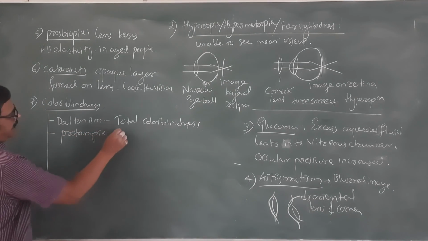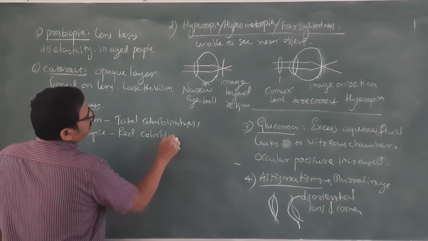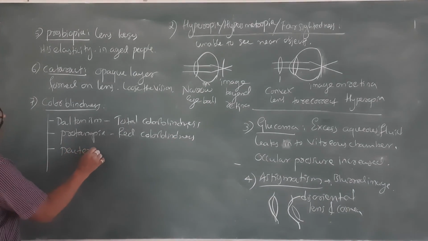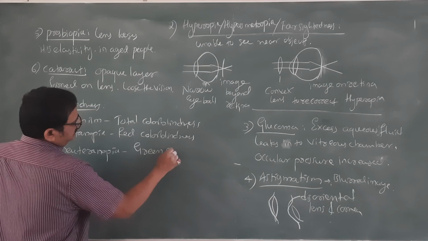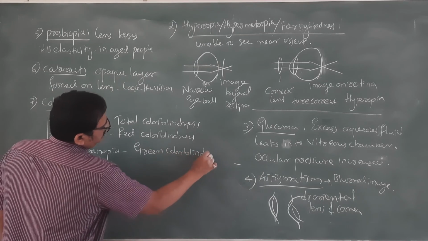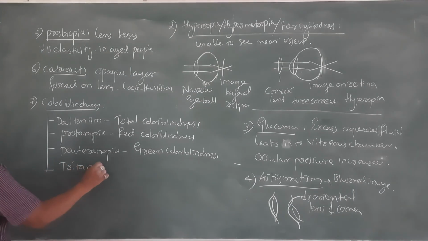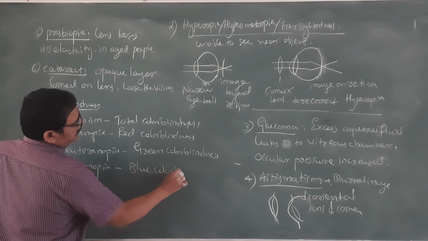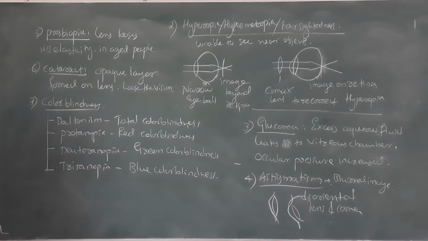There is one more called protanopia. Protanopia is red color blindness. He can see everything but not red. Next is deuteranopia, which is green color blindness. Then tritanopia, which is mainly blue color blindness. So these are the various disorders related to the human eye.